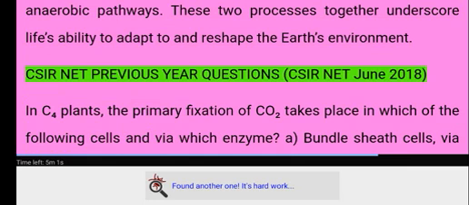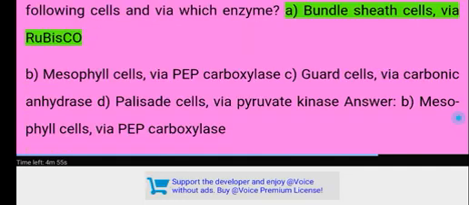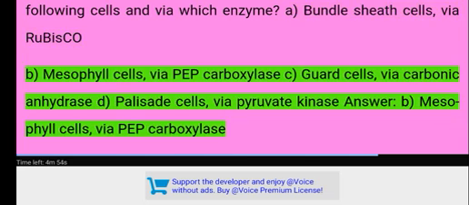CSIR-NET Previous Year Questions. CSIR-NET June 2018. In C4 plants, the primary fixation of CO2 takes place in which of the following cells and via which enzyme? A. Bundle sheath cells, via rubisco. B. Mesophyll cells, via PEP carboxylase. C. Guard cells, via carbonic anhydrase. D. Palisade cells, via pyruvate kinase. Answer: B. Mesophyll cells, via PEP carboxylase.